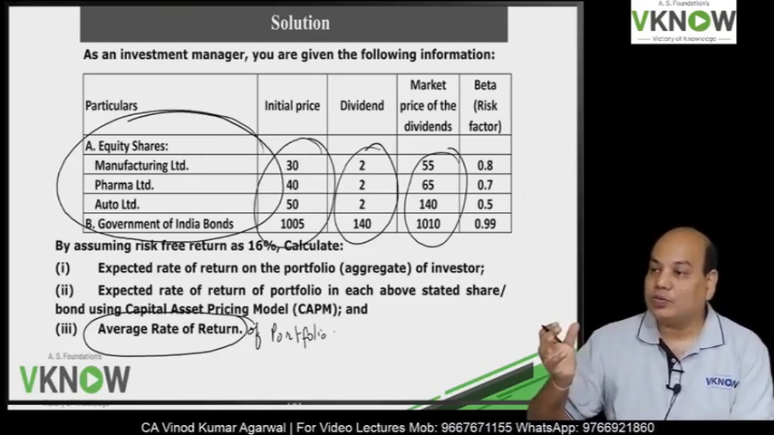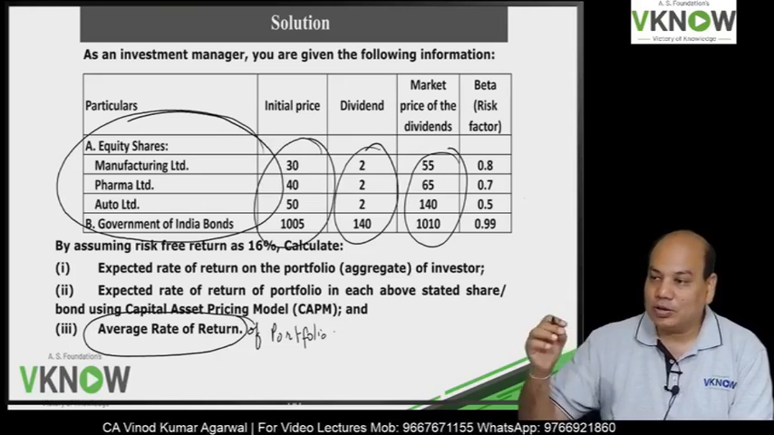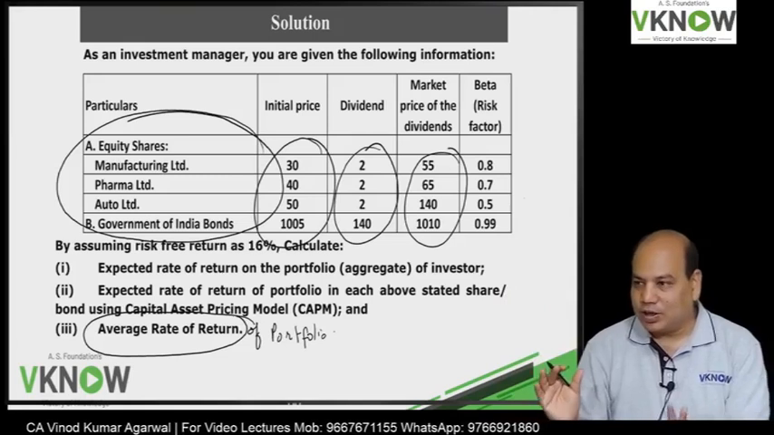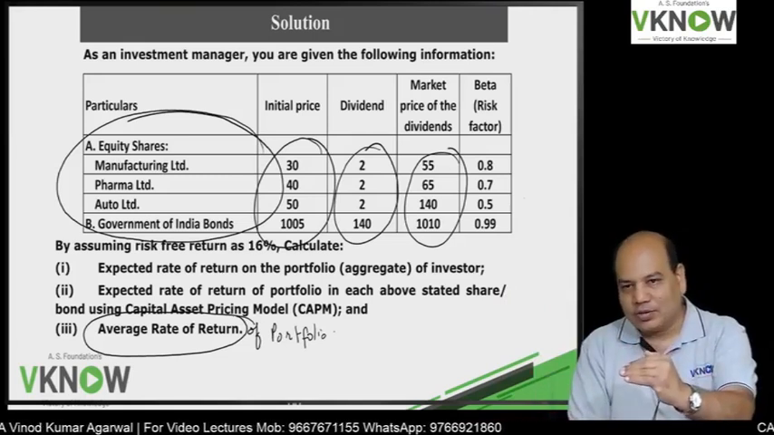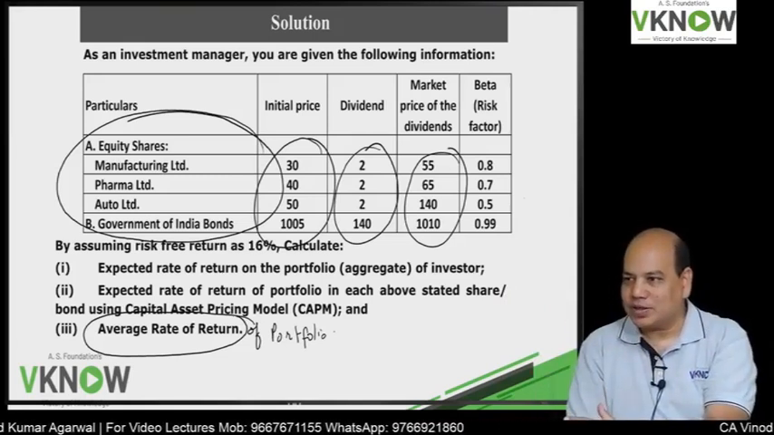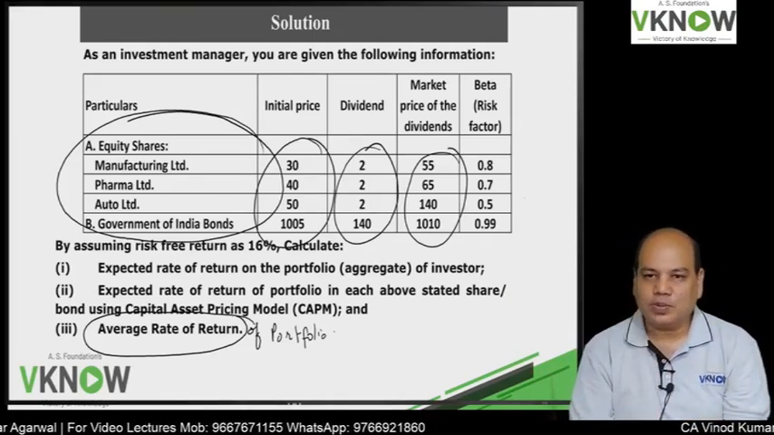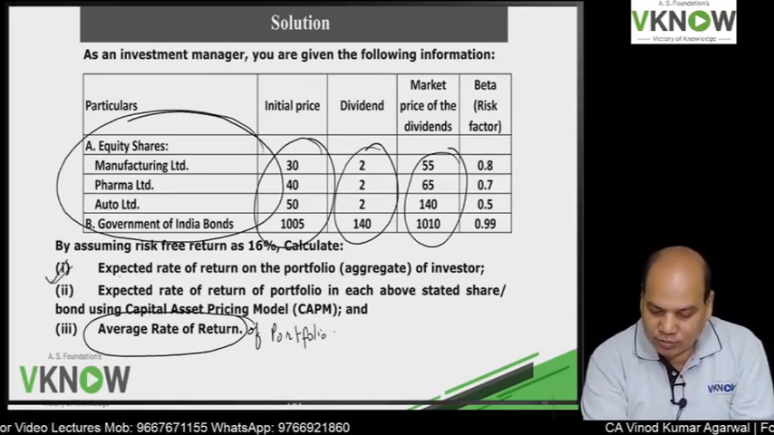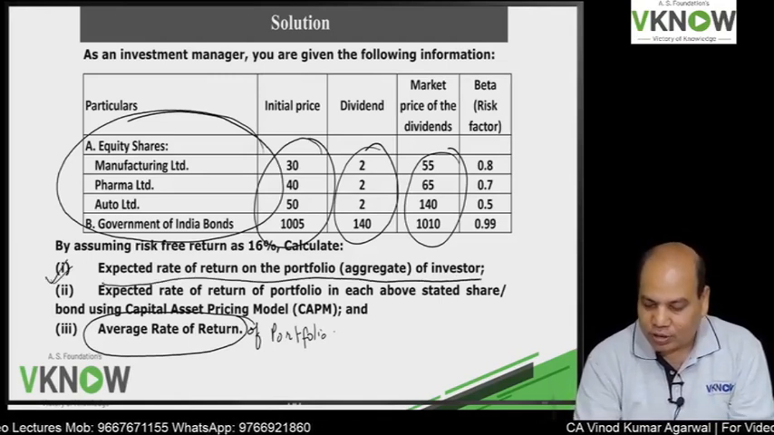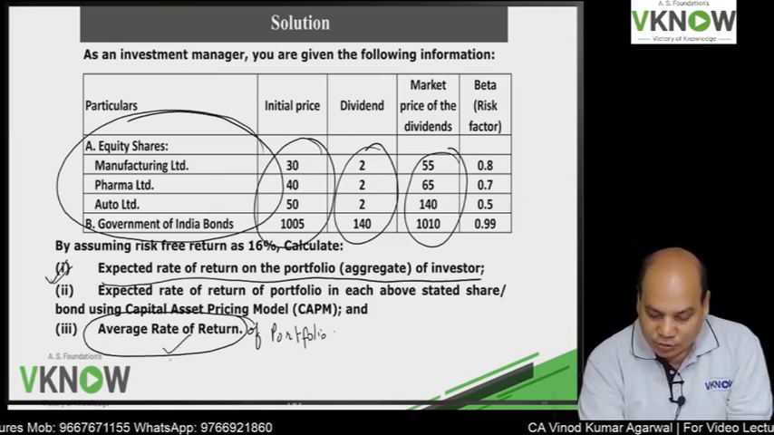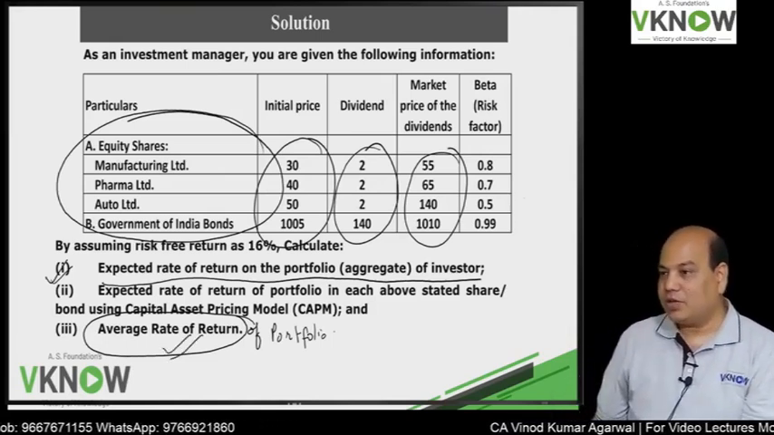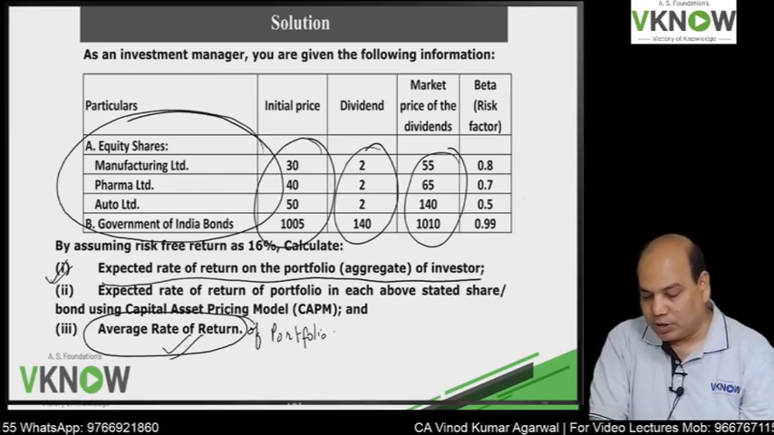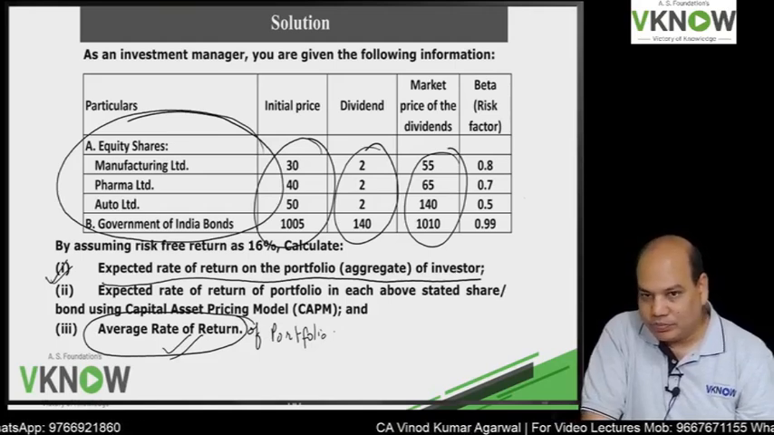So for the market portfolio, I can apply the formula D1 plus P1 minus P0 divided by P0, where dividend will be total of all the dividend, P1 will be total of all the prices and P0 will be total of all the prices at the beginning. Is it right? In fact, that is your first question. Calculate the expected return of the portfolio aggregate of an investor. And then the same question they are asking below, average rate of return of the portfolio. So average rate of return of portfolio will be calculated by applying CAPM.